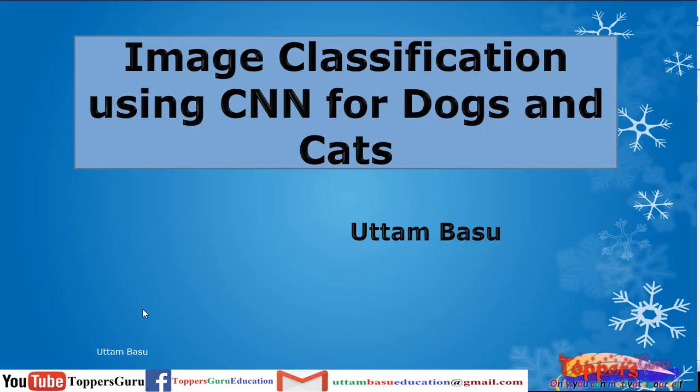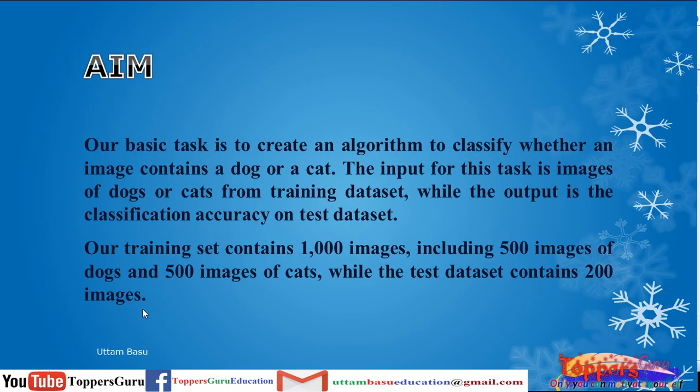Hi, I am going to explain image classification using CNN for dogs and cats. Here I will classify two classes of images, cats and dogs. That means it is a binary classification. In the training dataset, I have taken 500 plus 500 images for cats and dogs. In the test dataset, I have taken 100 plus 100 images.